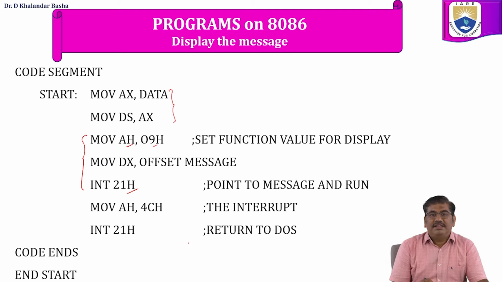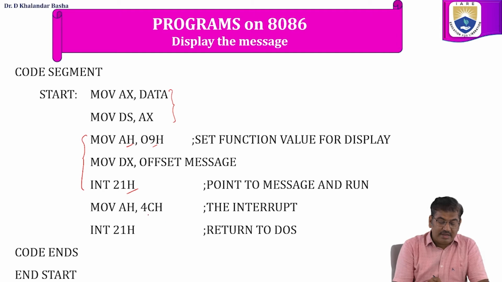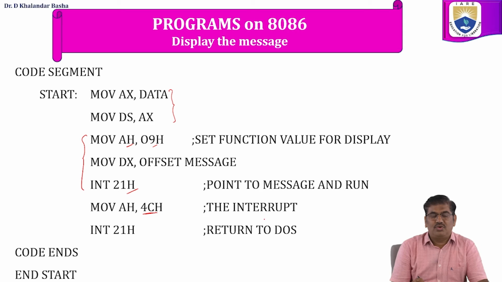Next, once the data is displayed in the CRT, we have to terminate the program by calling the interrupt INT 21H. For returning to the DOS prompt, we will write the function code as 4CH. So, MOV AH, 4CH, INT 21H. So these two instructions are for terminating the program and returning to DOS.